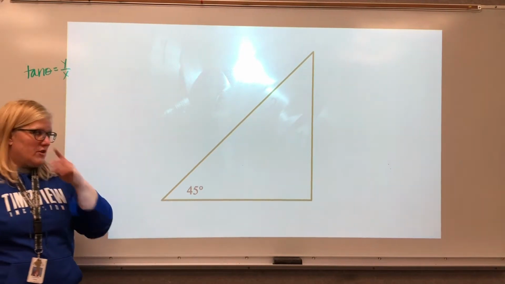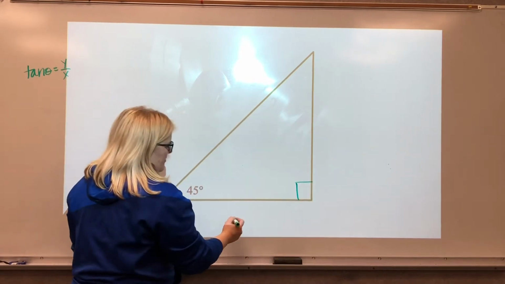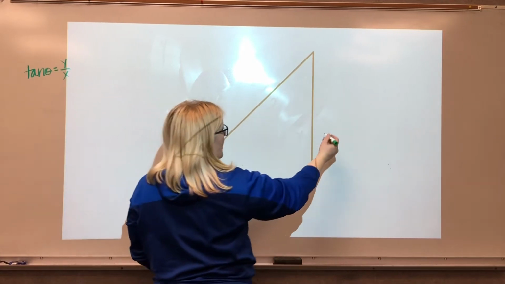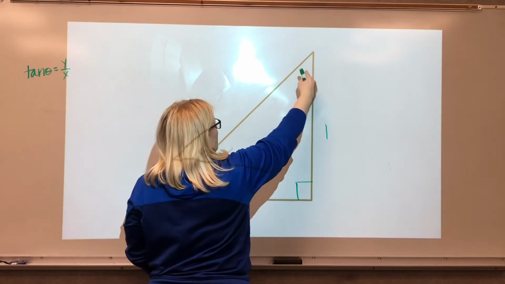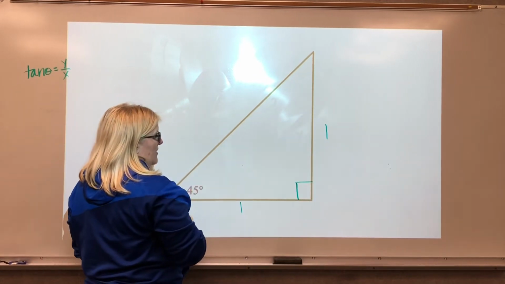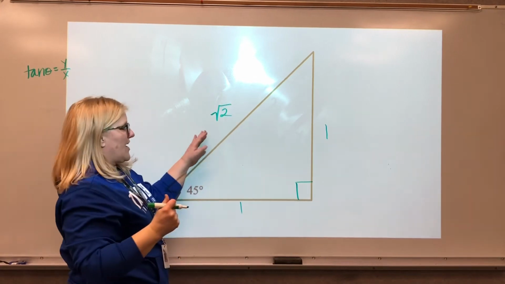45 degree angle. We looked at this a couple of lessons ago too. If this side is 1, then this side is 1 also because they have the same angle here, which means that their sides are the same length. Okay, and we've got the square root of 2 here if we use the Pythagorean theorem.